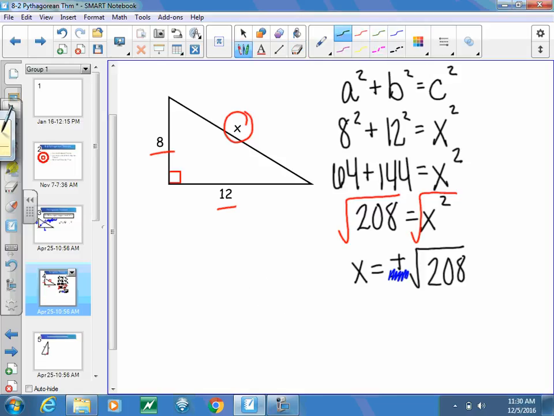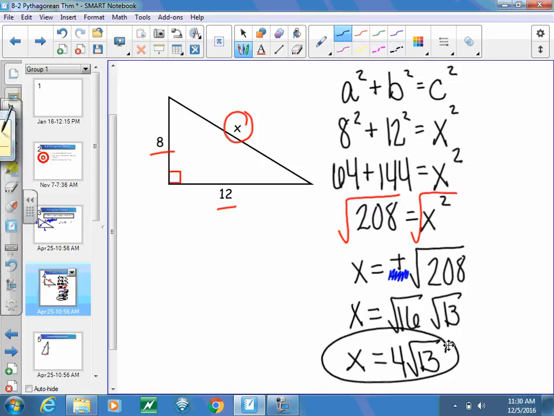All right, so then going ahead and trying to simplify and break down the square root of 208. We're going to leave it as an exact answer. I can break up 208: I can take the square root of 16 and the square root of 13. Square root of 16 is 4, and I could not go any further with the square root of 13. So my value of x is 4 square roots of 13.